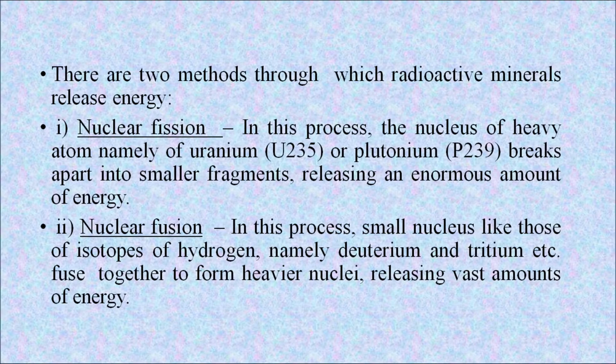In nuclear fission, the nucleus of a heavy atom, namely uranium, also called U-235, or plutonium, Pu-239, breaks apart into smaller fragments, releasing an enormous amount of energy. Then the second one is nuclear fusion. In this process, small nuclei like those of isotopes of hydrogen, namely deuterium and tritium, fuse together to form heavier nuclei, releasing vast amounts of energy.